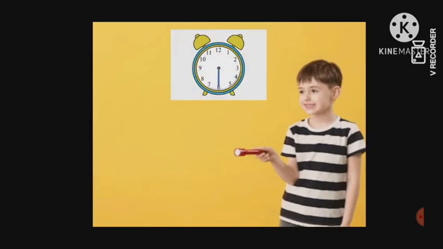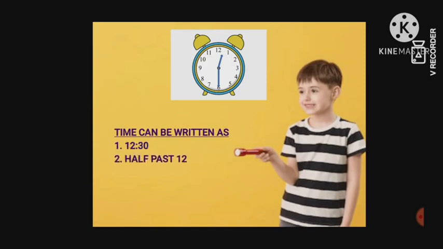Try this one also. The minute hand is at 6 and the hour hand is between 12 and 1. So what is the time, children? Yes, 12:30. So time can be written as 12:30, half past 12, 30 minutes past 12, 30 minutes to 1.